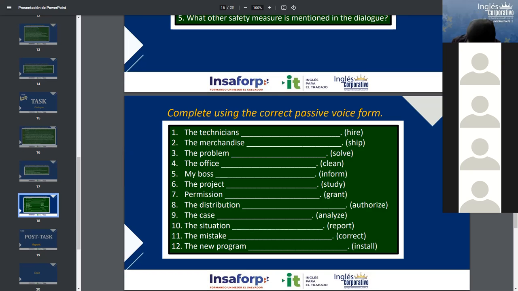Okay, next one, Lupita, number three. Well, number three, the problem has been solved. The next one, Roy. Is the letter four? The number four? The office have been cleaned.